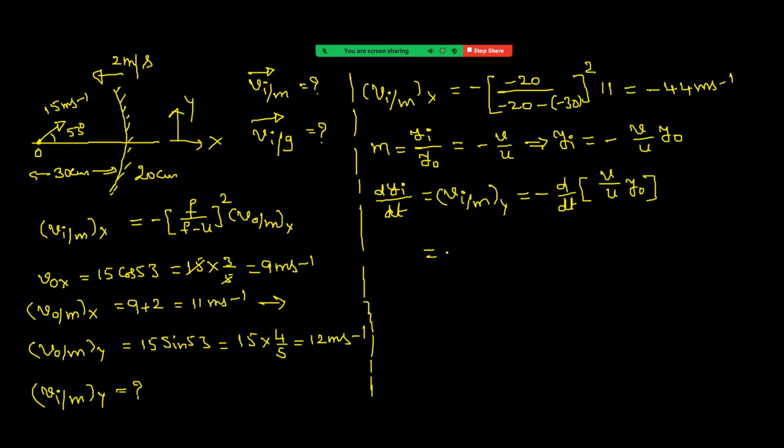This is equal to minus outside. Now we have to take a derivative for all these three variables. Let us take first the derivative of y naught, taking v by u as constants. That is dy naught by dt.